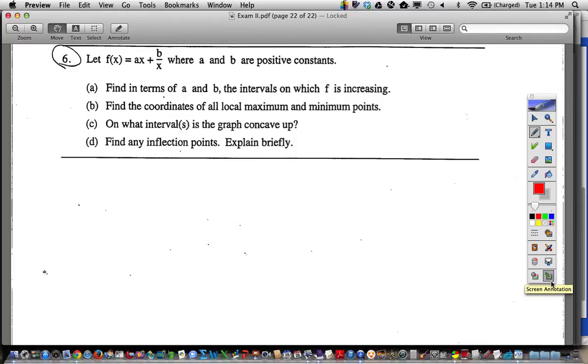Of course, don't forget, on a free response question, we've got to write that out. If F prime changes from positive to negative, F goes from increasing to decreasing, that's a local max. So you'll have to write that out in part B. Part C says, where's a concave up? How do we show where a graph's concave up? Second derivative is positive. How do we show that? Number line, do a y double prime number line.